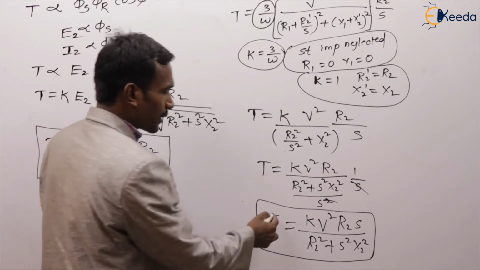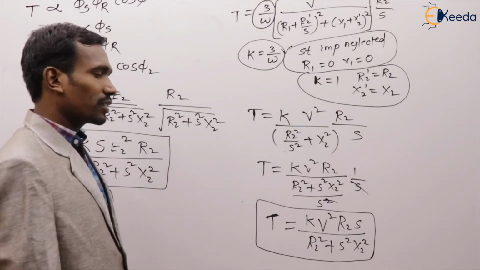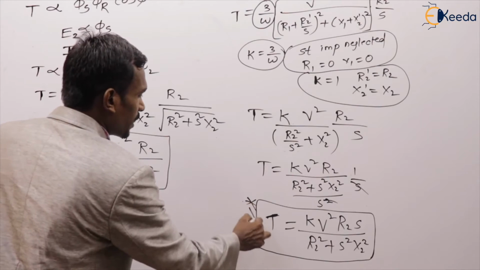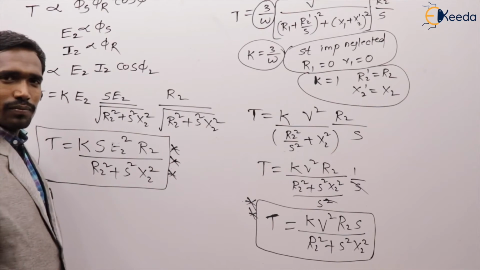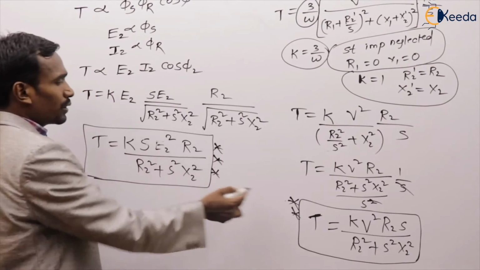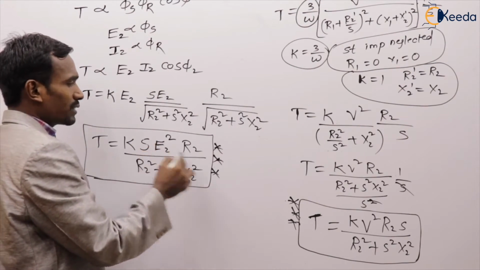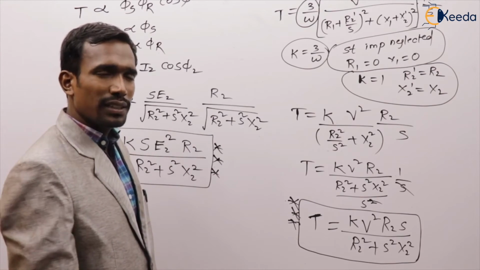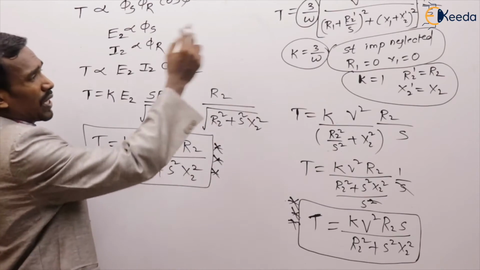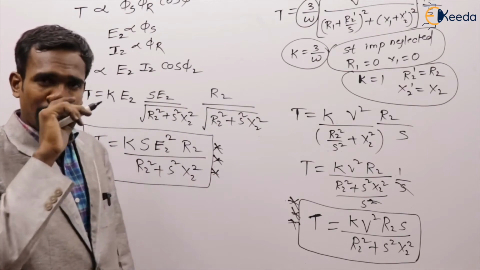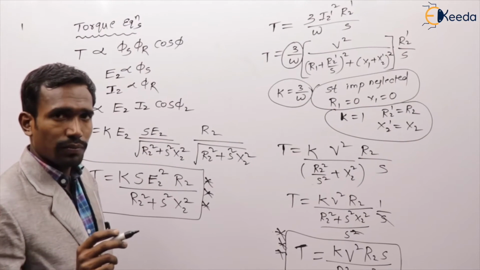So torque T is equal to K V square into R2 into S by R2 square plus S square X2 square. Just compare these two. Both are the same or not? Both are the same, sir. Just here E2 square is there, and here V square is there. If E is equal to V, both are the same. So this is the torque equation of the induction machine.